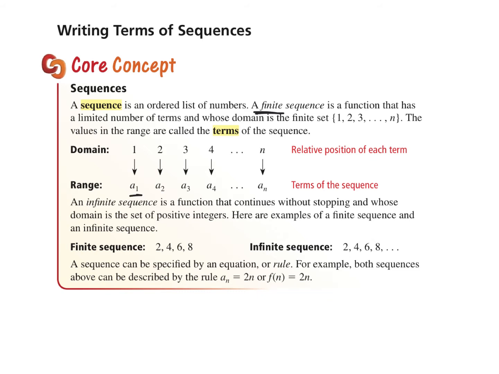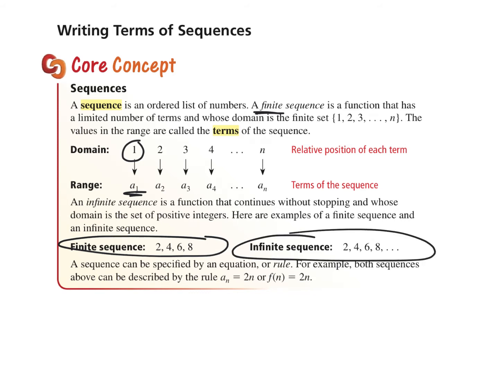So we're going to have some number that's going to be our first term of the sequence, and that'll be term 1. We'll have another number, that'll be term 2, and so on. An infinite sequence is a function that continues without stopping and whose domain is a set of positive integers. Here are examples of a finite sequence and an infinite sequence. The finite sequence is just 2, 4, 6, and 8. It stops. The infinite sequence has that ..., so it just keeps on going.